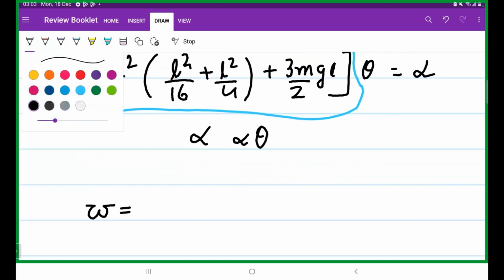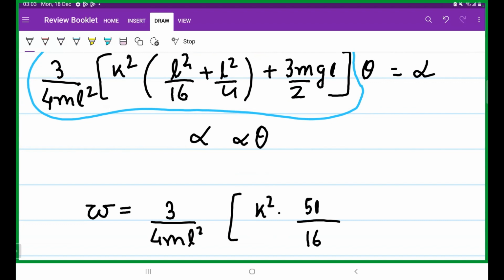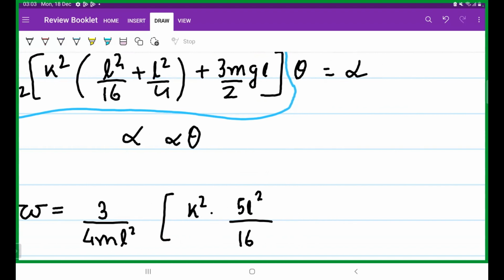So the angular frequency is equal to 3 by 4 ml square into 5k l square by 16 plus 3 mg L by 2.